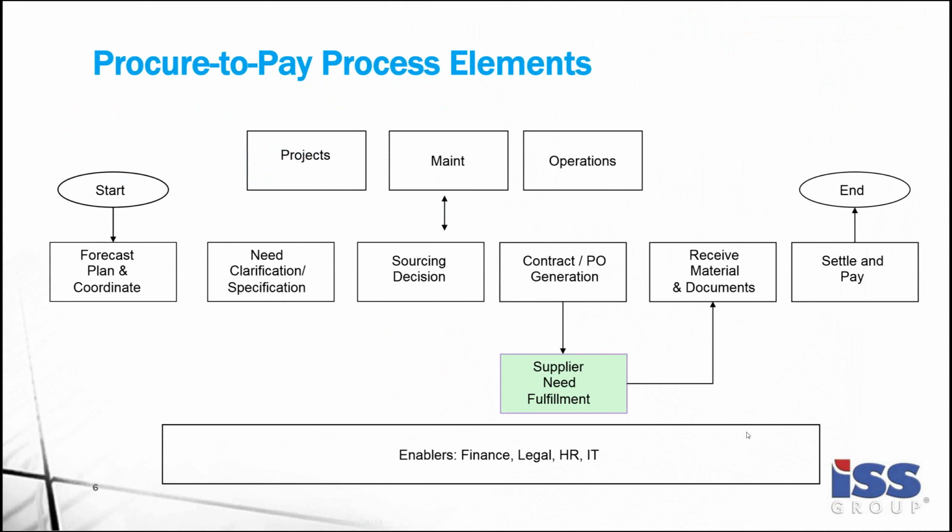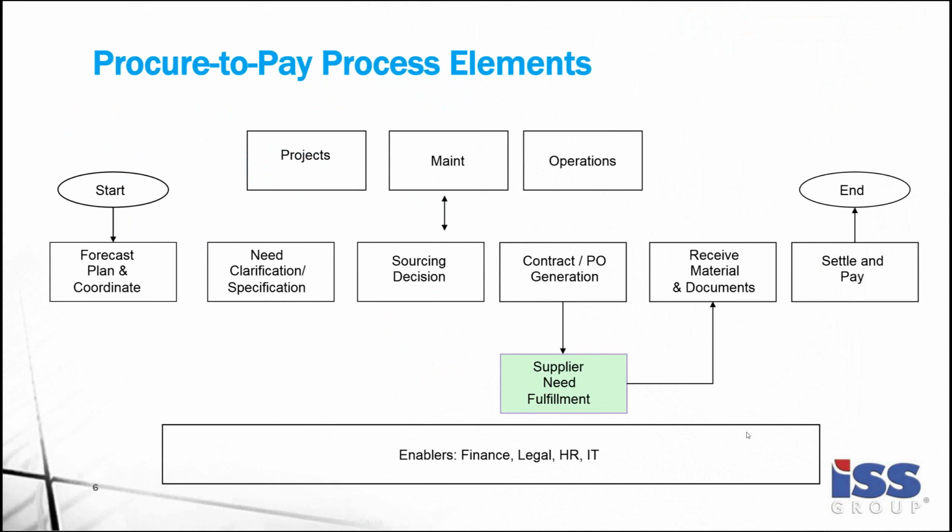Now you see supplier need fulfillment. The suppliers are in here as well. But you see that there's probably 300 or maybe 3,000 suppliers, depending on your business. And in typical business, it's probably 12 to 1,500. So there's a lot of suppliers in that green square, and you have to take them into account and how they interact with the procure-to-pay process.